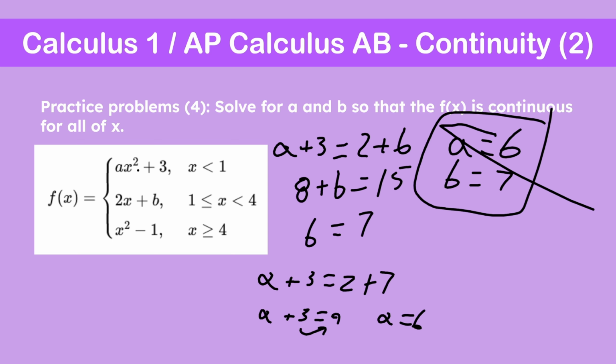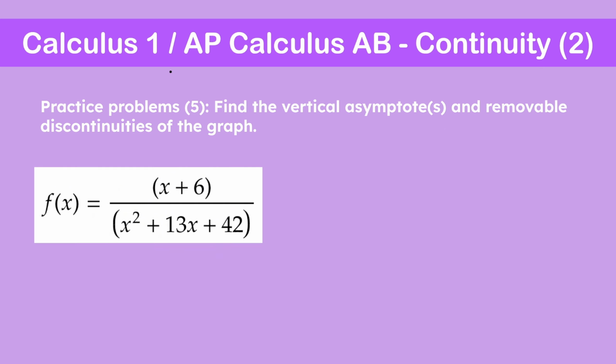So this works because when they're connected, f of c from over here, or what it gets very close to, is equal to f of c over here. So they're connected. So that's the reason why that works. Okay, so this is for our last problem.